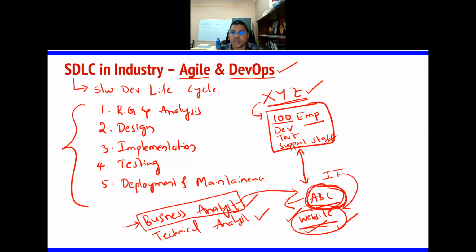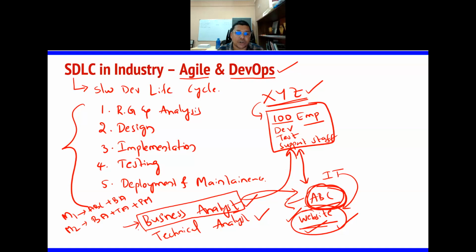Once the business analysts complete understanding the requirement from ABC, they will come back to the company. After coming to the company, they will have more meetings. So how many meetings happened? Meeting one happened between ABC and the business analyst. Then there will be meeting two between business analyst plus technical analyst.